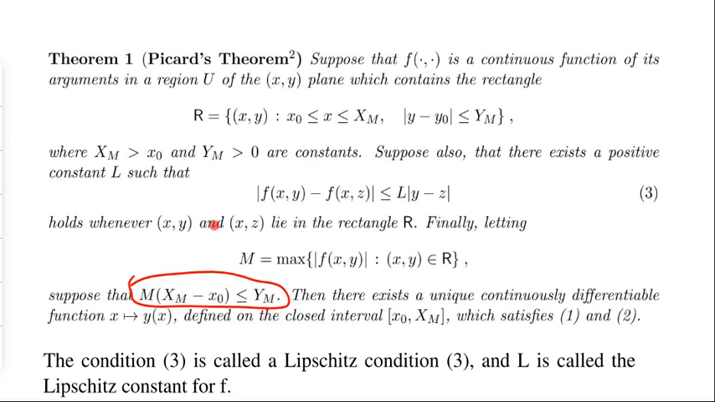So we have some conditions. Let me review these conditions. f is a continuous function. We have this domain for this function f. Here we have this Lipschitz condition for function f, and finally we have M, the maximum of function f on this domain. Then we have this condition M times |xm minus x0| is less than or equal to ym. So here you can see a relation between xm and ym defining this domain, and M the maximum of function f.